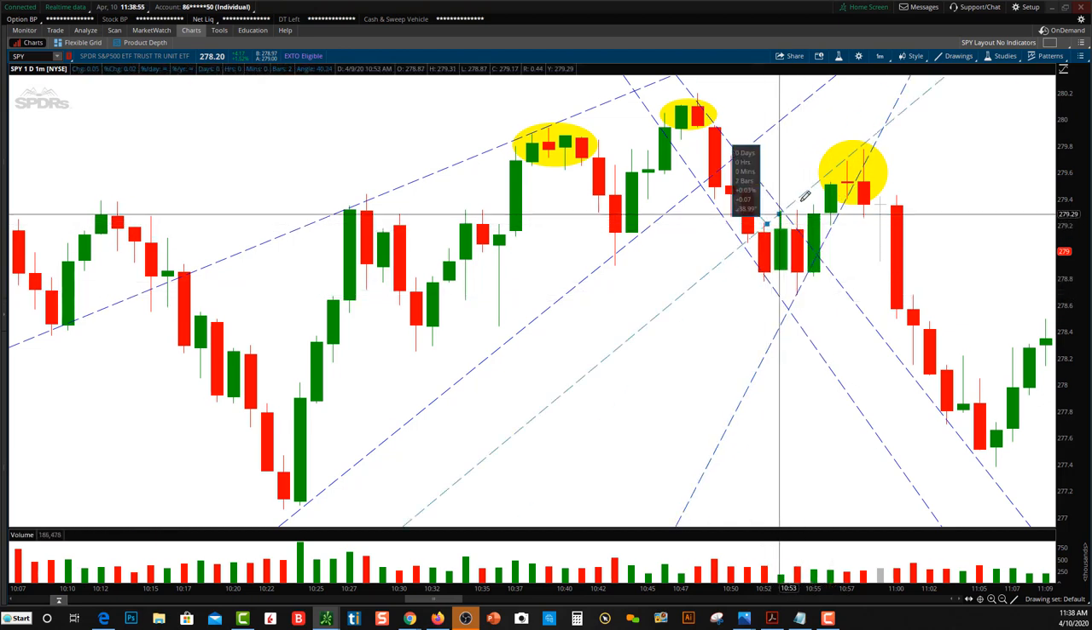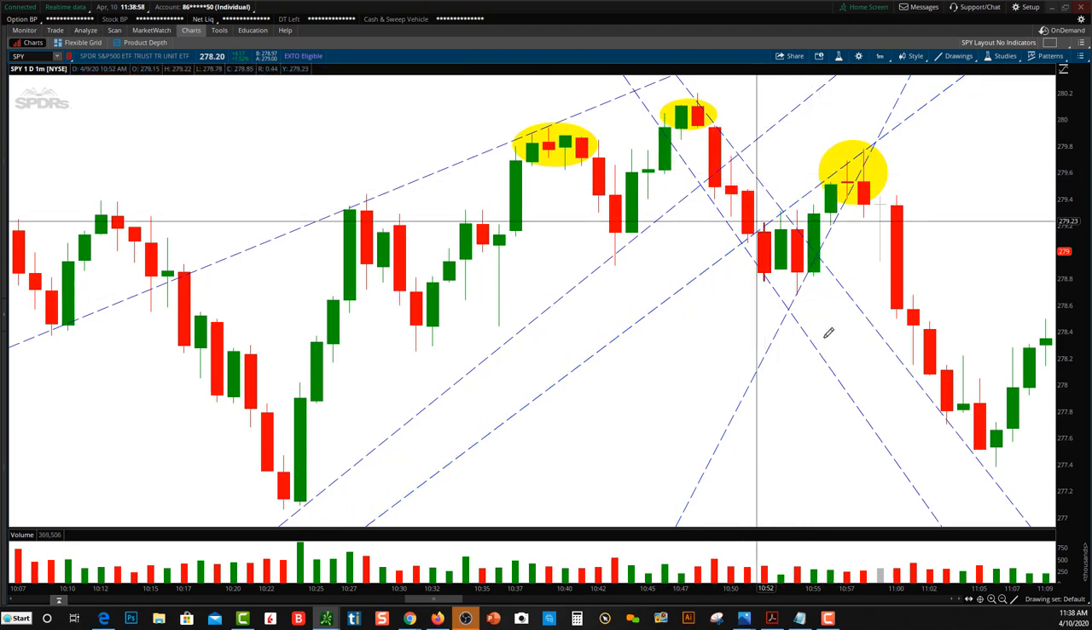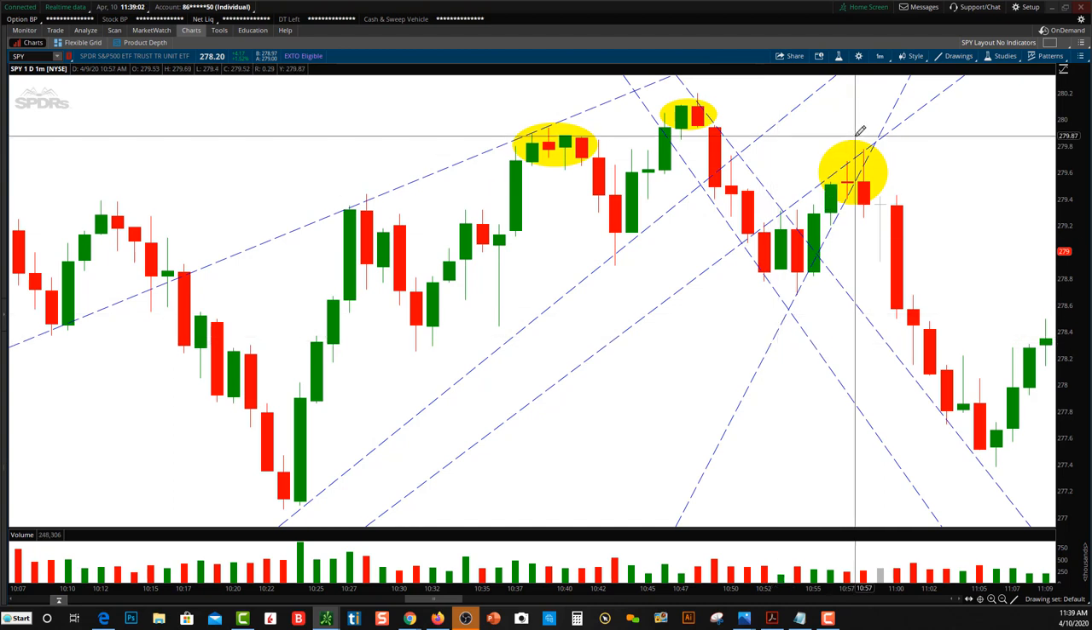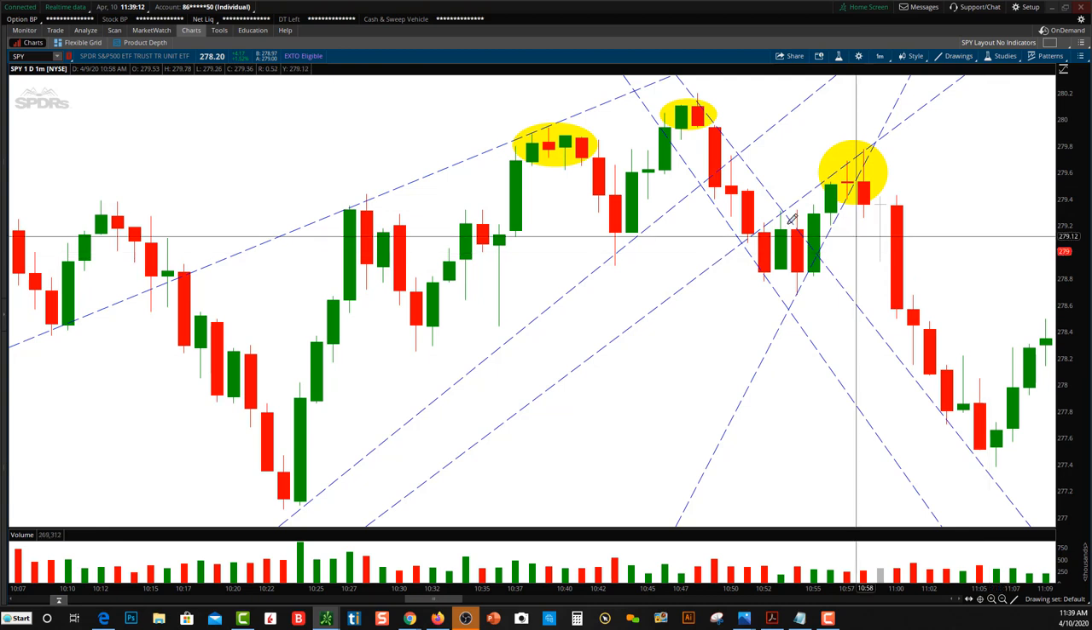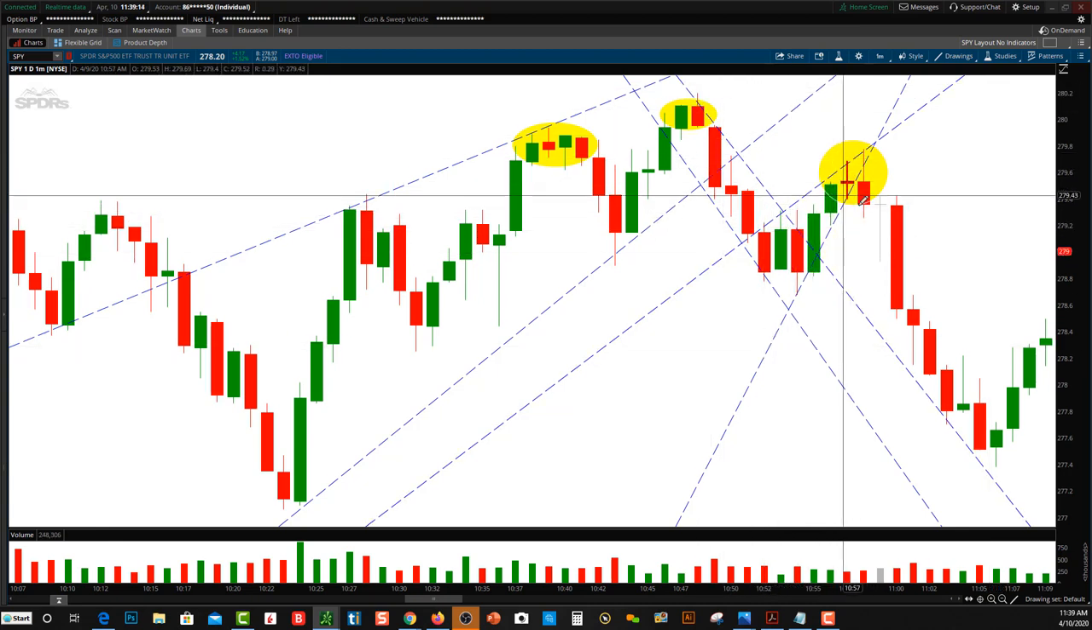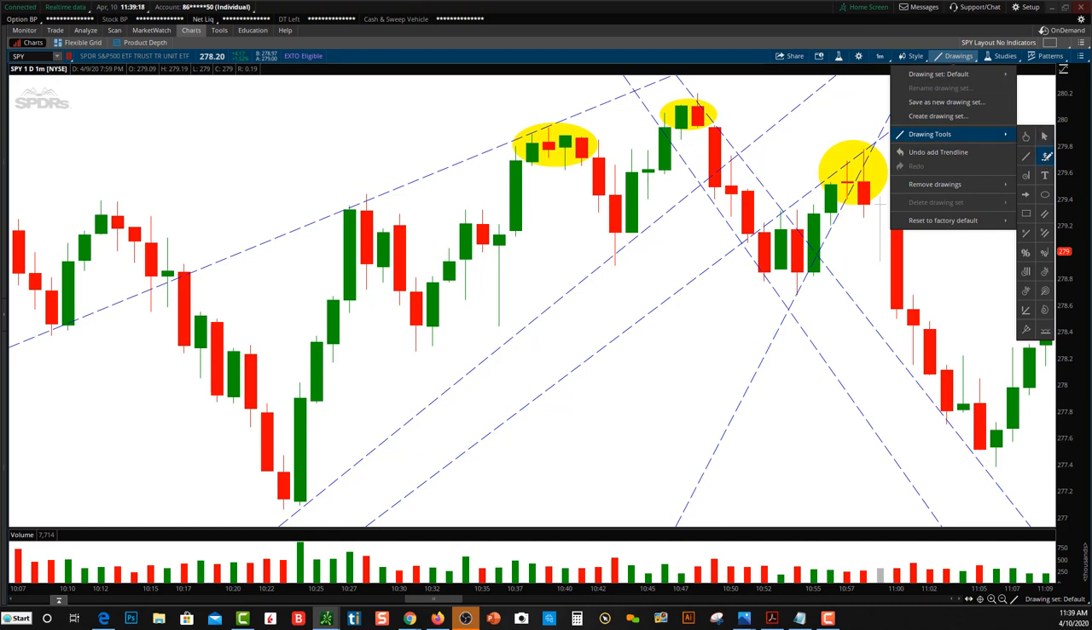Goes back up: falling wedge, rising wedge, rising wedge, falling wedge, bull flag, bear flag, bull flag, bear flag, pennants. You guys seeing how all this stuff is very similar? Goes up, doji candle, boom, right here.